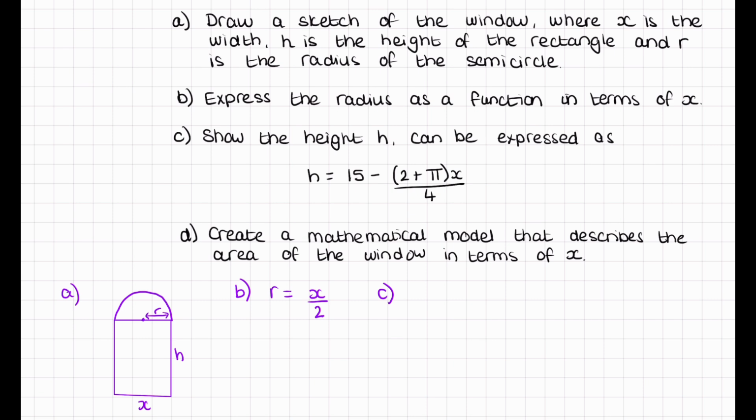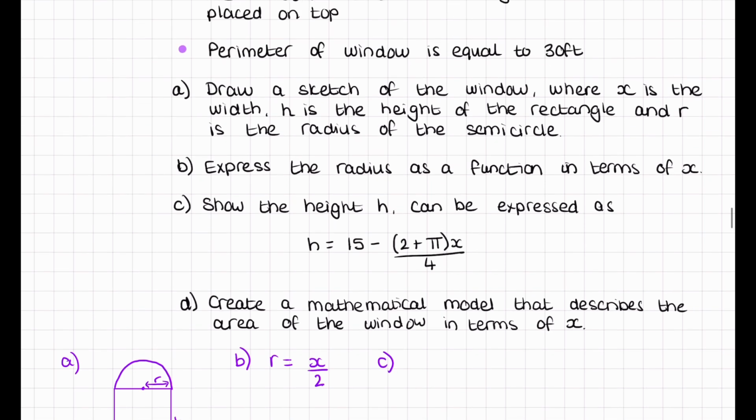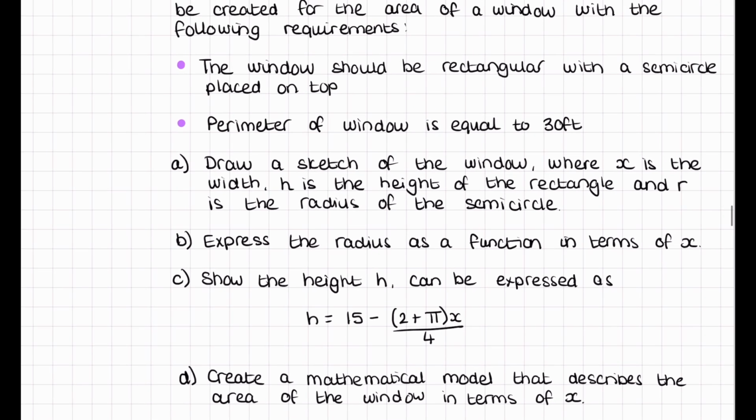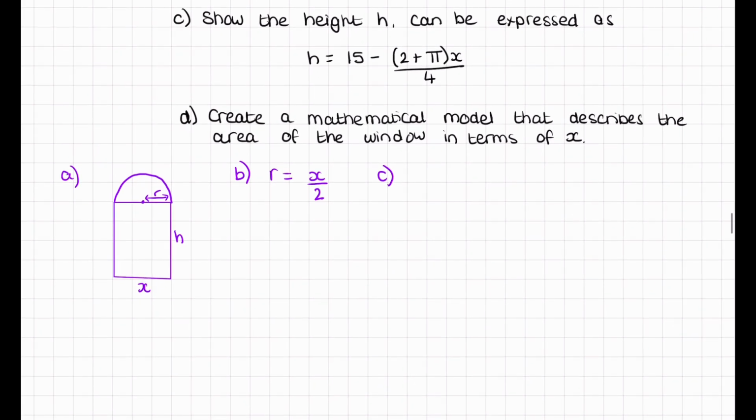With this, we need to go back to the question and see what information we've been given. So in the question, we are told that the perimeter is equal to 30 foot. So we need to make an equation for the perimeter of this window. So the perimeter will equal 1x, which is the base, plus 2h either side. And then we have the semicircle, which will be half the circumference of a circle, so it will be half 2 pi r. Then we can start simplifying this.